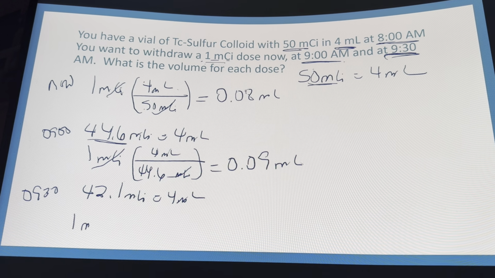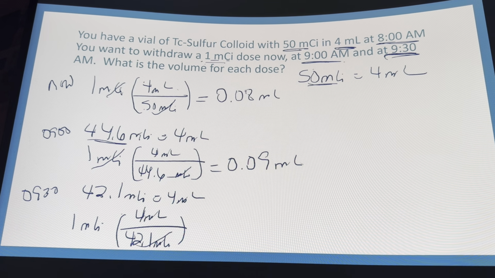I need that 1 millicurie again. 42.1 millicuries down here, 4 mLs at the top, millicuries cancel. 1 times 4 divided by 42.1, and I have 0.1 ml.